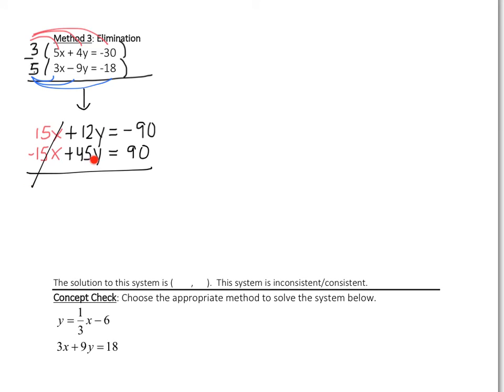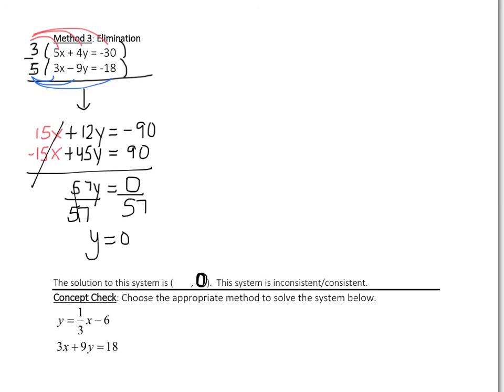So 12 plus 45, you should be saying, is 57y equals -90 plus 90. You should be saying that is 0. Don't freak out. Still solve it like regular. Divide 57 on both sides. So y is equal to 0. So we found the y value of the point of intersection. So I'm going to put 0 there.